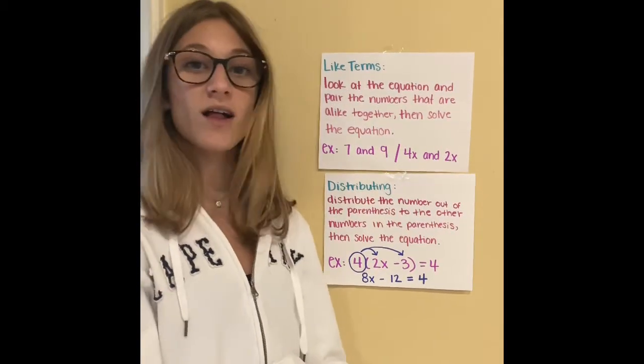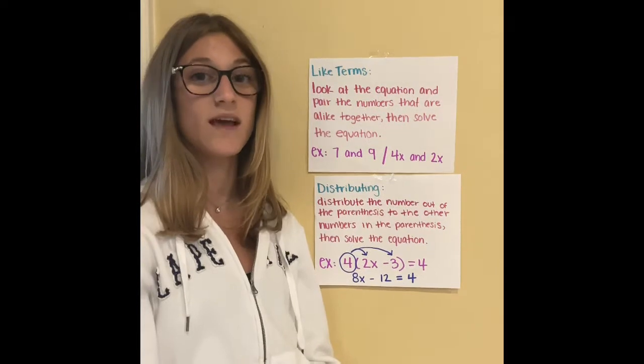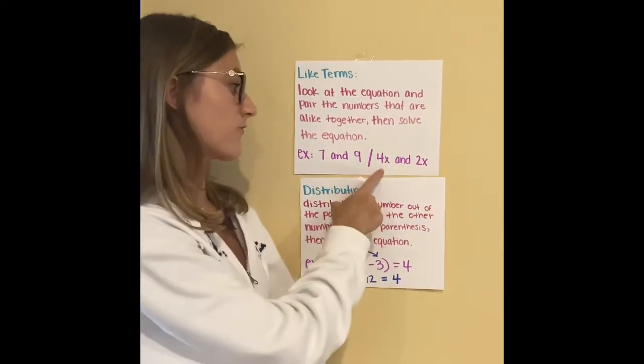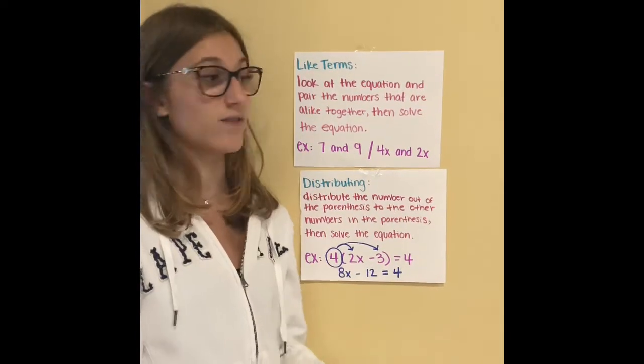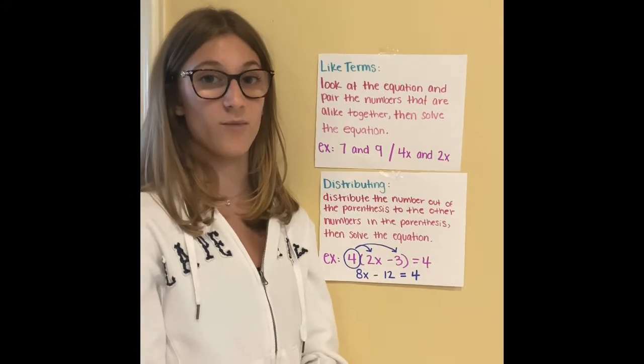So an example of like terms are 7 and 9, and you can tell that these are like terms because they are both just regular numbers. And another example is 4x and 2x, and you can tell that those are like terms because they both are regular numbers, but they end with the same variable being x.